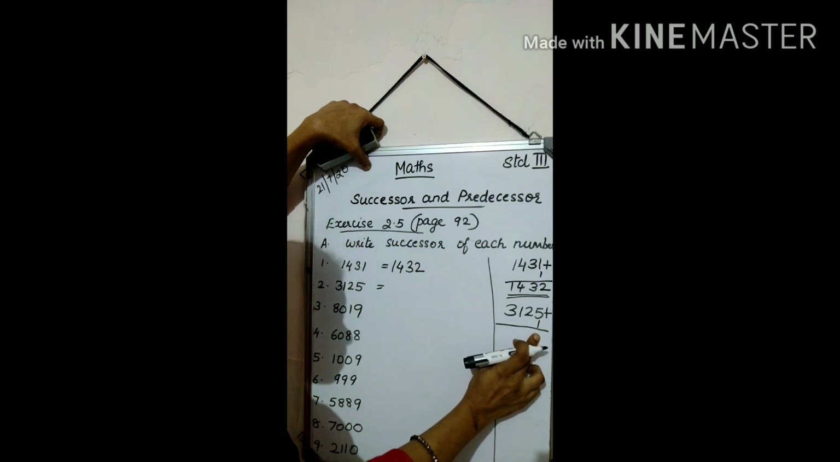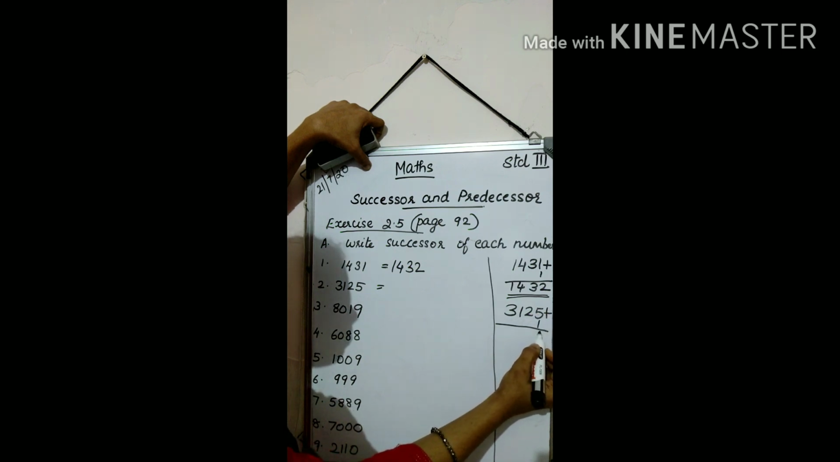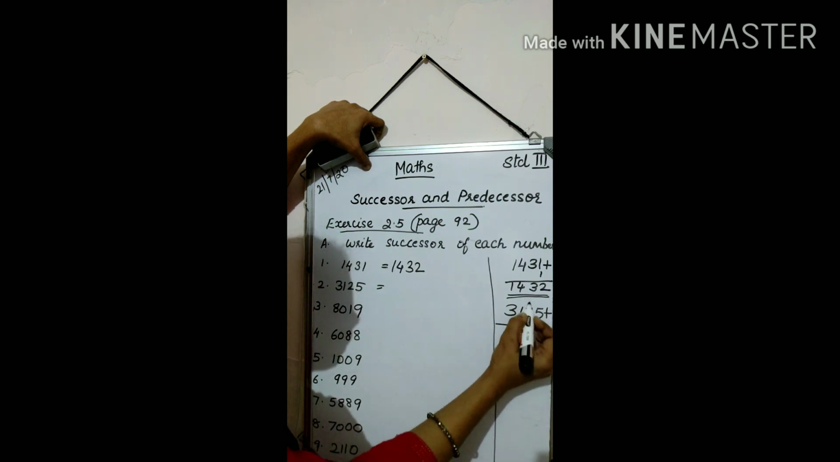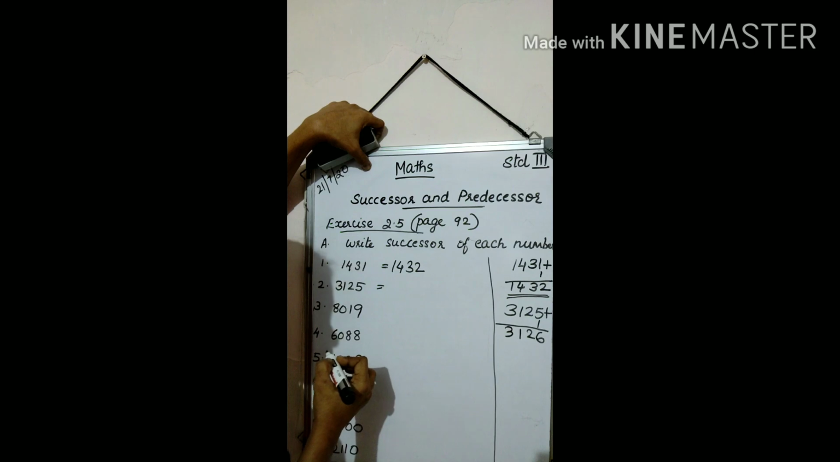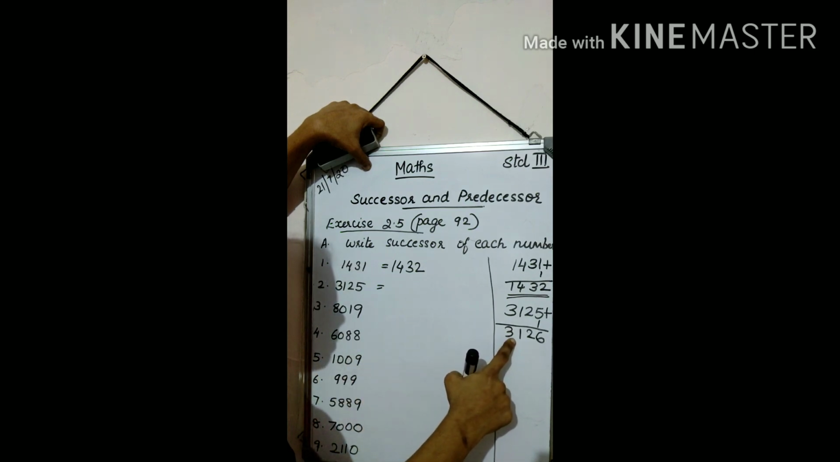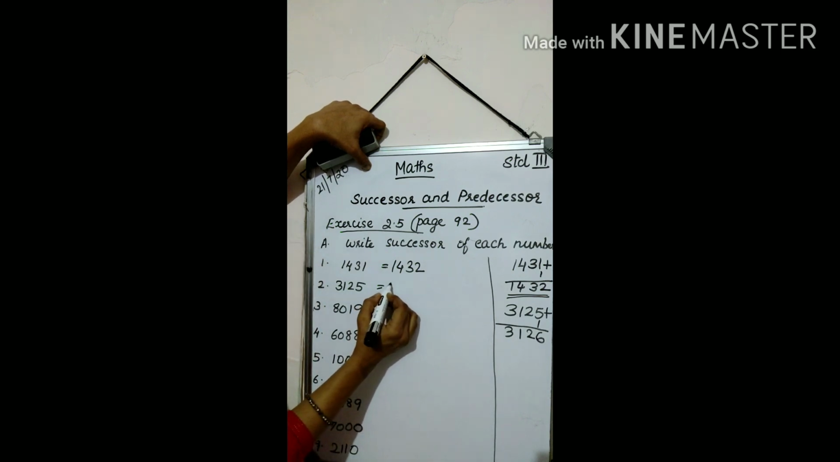Add 1 to the ones place. 5 plus 1, 6. Tens, bring down the same, write 2, 1, 3. So the answer is 3126.